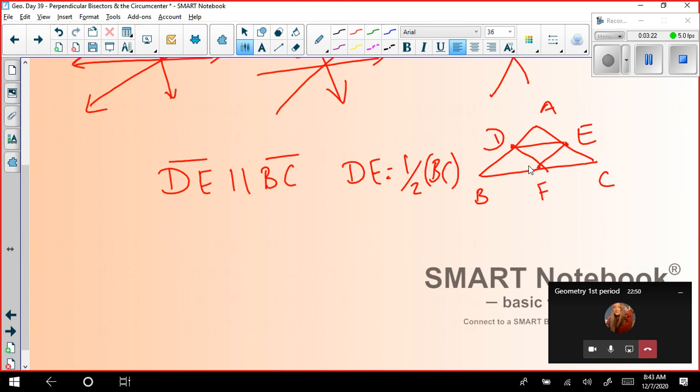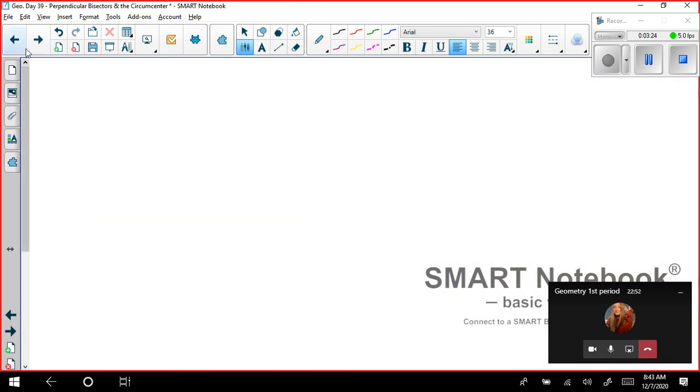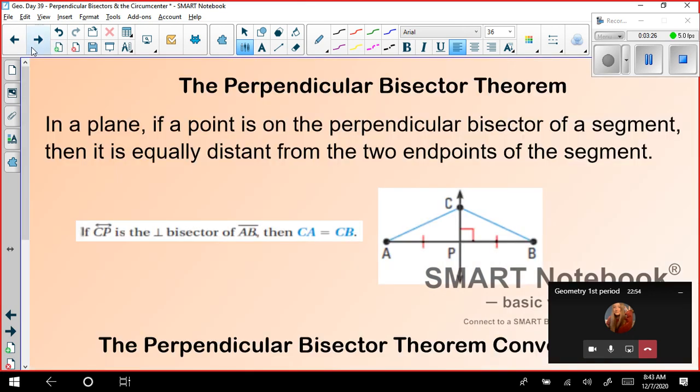Okay, let's see the next theorem, the perpendicular bisector theorem. In a plane, if a point is on the perpendicular bisector of a segment, then it is equally distant from the two endpoints of the segment. Okay, in a plane, if a point is on the perpendicular bisector, then it is equally distant from the two endpoints of the segment.